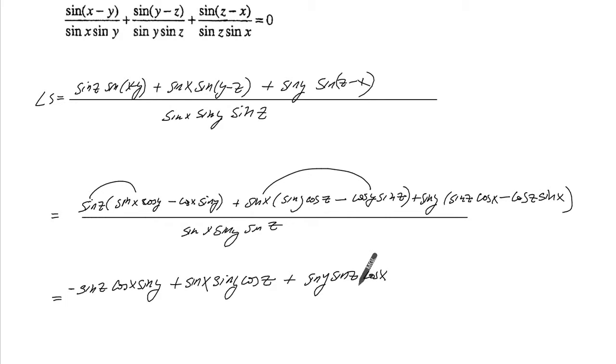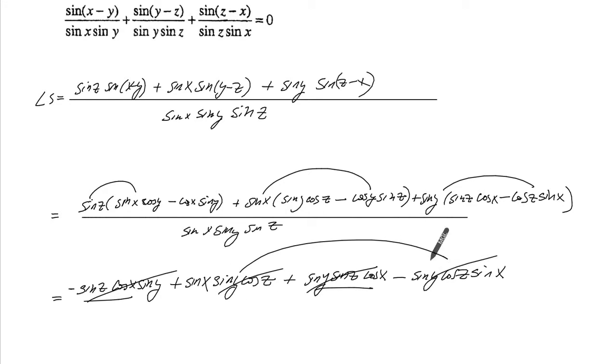So these two are exactly the same, they cancel out. Lastly, sine of y, cosine of z, and sine of x. Okay, exactly the same, cancels out. So the numerator turns into a 0. So the whole thing is indeed 0.